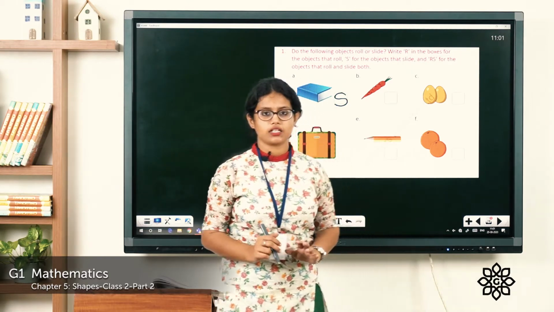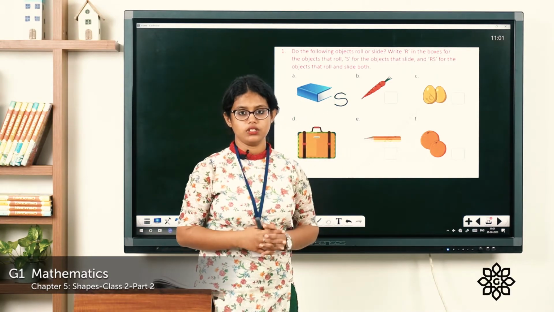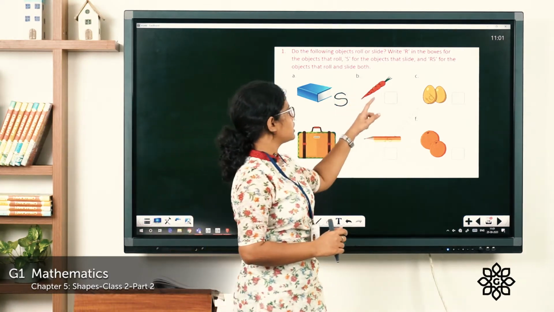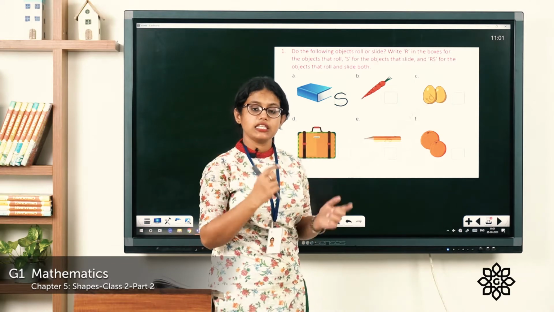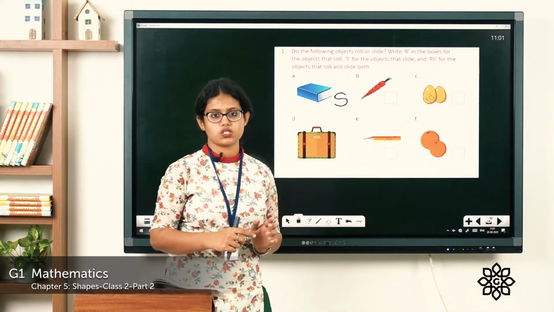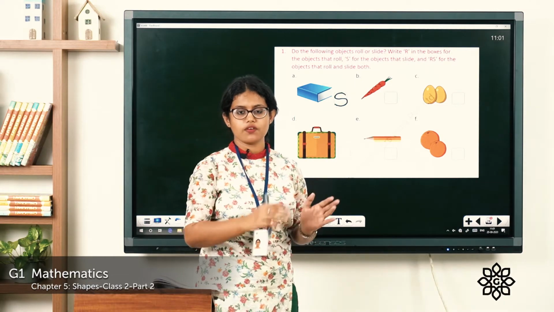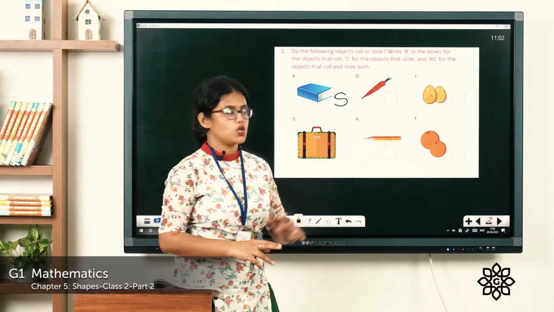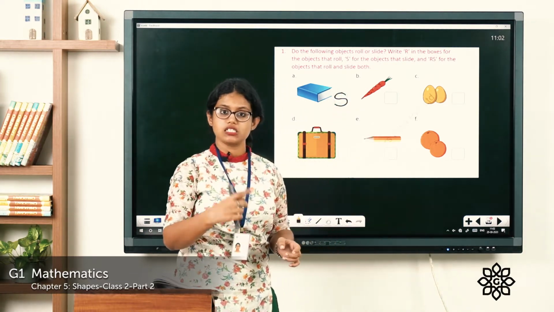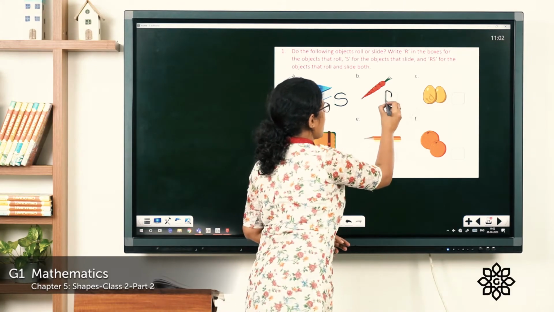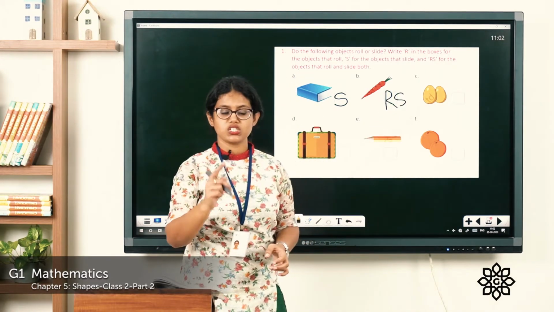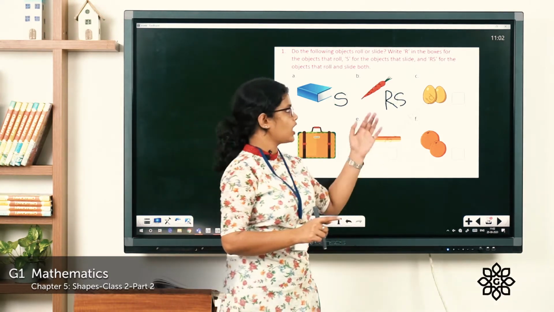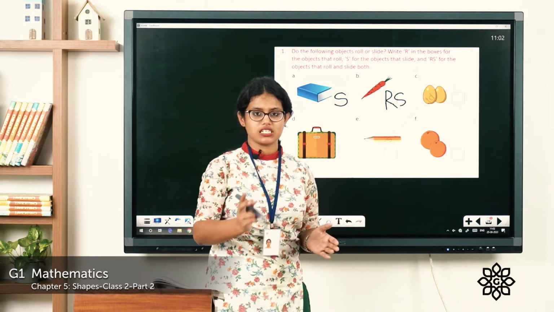And what about this carrot? If you keep a carrot on the table and you just move it, it can roll because it is circular in shape, and at the same time it can slide also. If you keep a wooden table and push that carrot, it can slide also. So this can roll as well as slide, and you can write it here RS. You can take a carrot and experiment on a table, and you will be very clear how it will move and how it will slide.